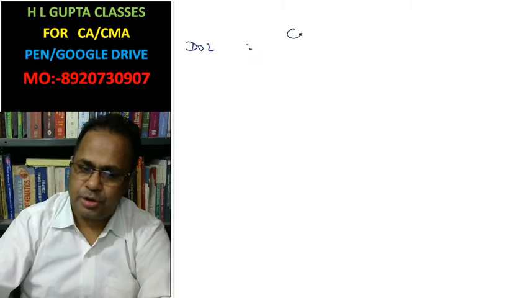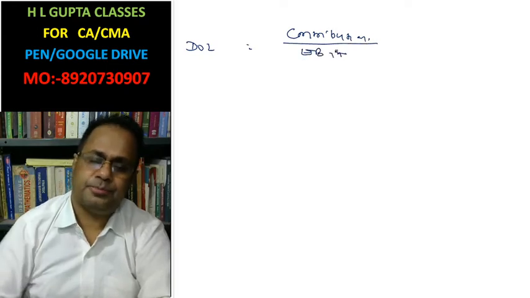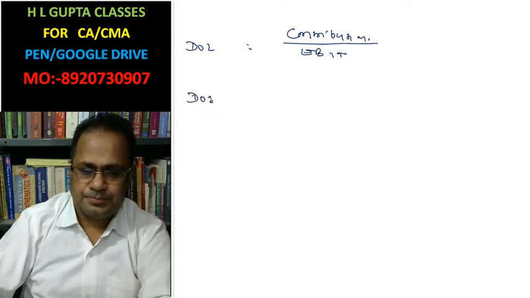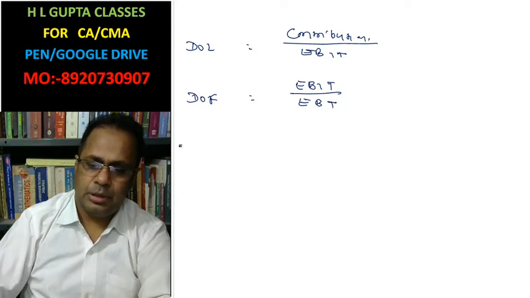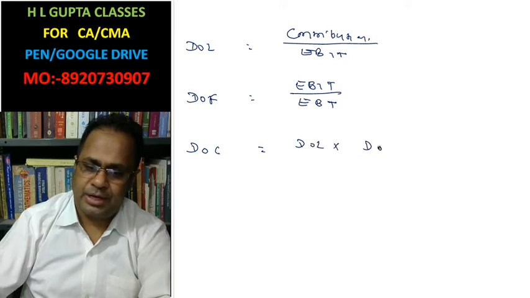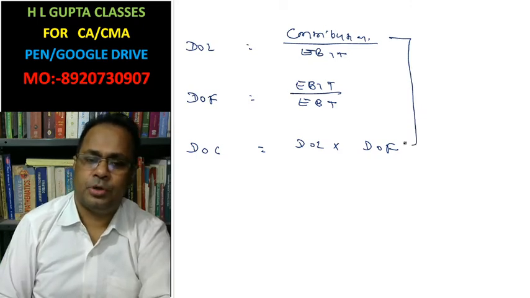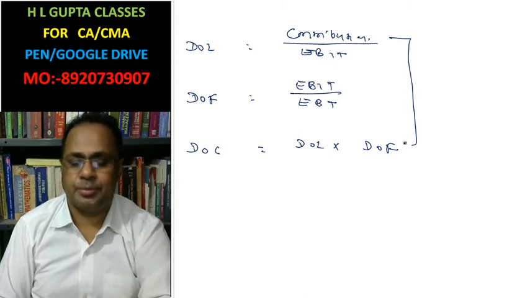As we know, degree of operating leverage is contribution upon EBIT, and degree of financial leverage is EBIT upon EBT. Degree of combined leverage is degree of operating leverage into degree of financial leverage. Now we have to apply these three to find the value of each.